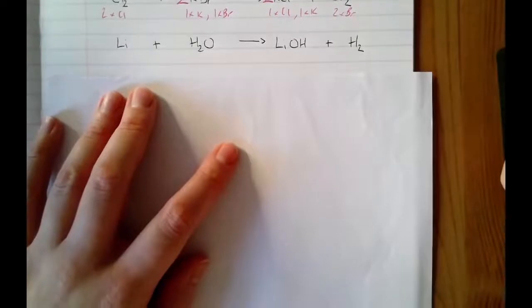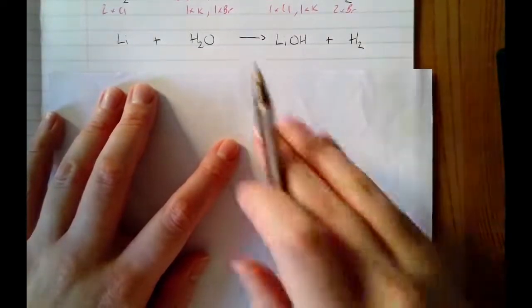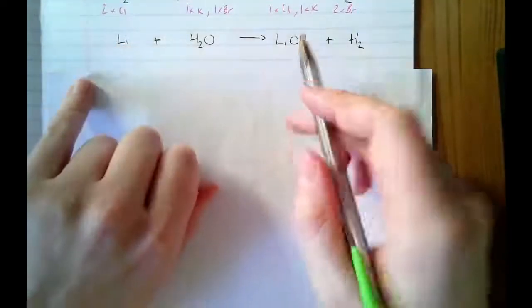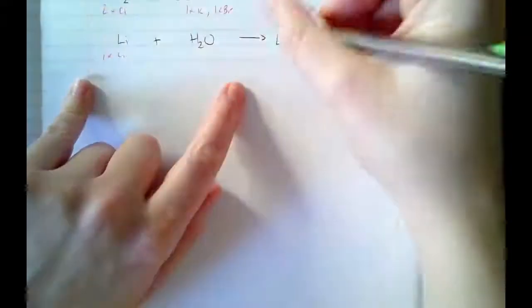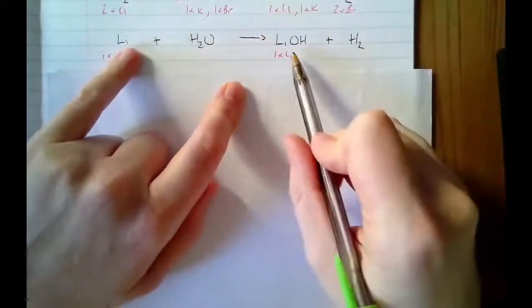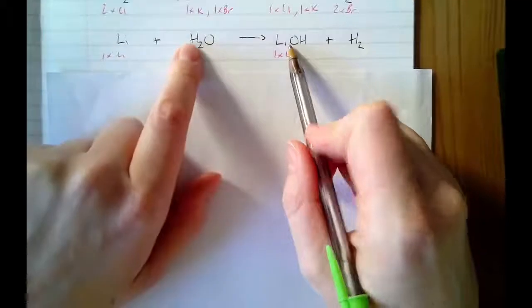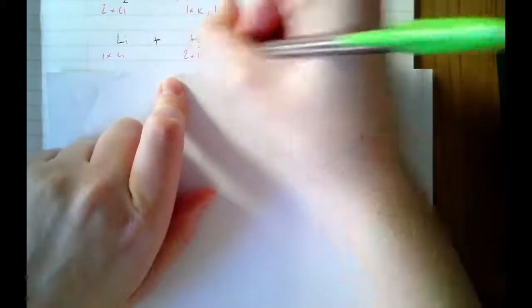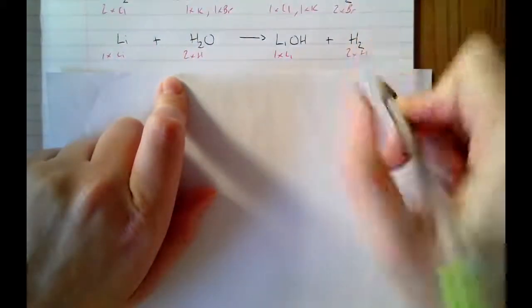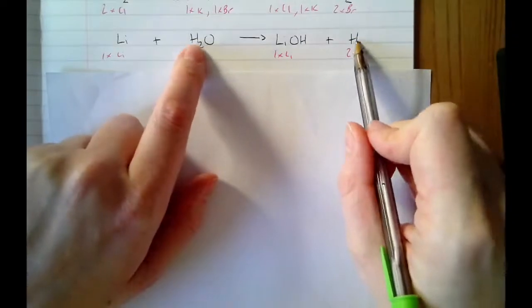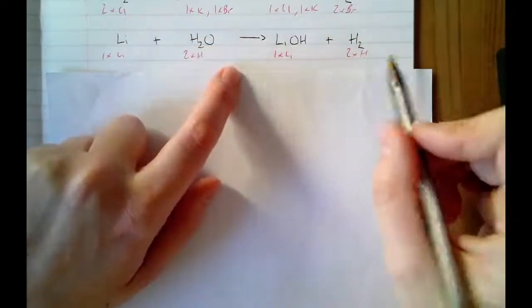But lithium and water goes to lithium hydroxide and hydrogen gas. I've got 1 lithium on the left and 1 lithium on the right. Again, I can tell that because there's no numbers in my formula. I've got 2 hydrogens on the left and 2 hydrogens on the right. Okay, so I can see that by the small number 2. And then, oh sorry, no, I do not have 2 hydrogens.